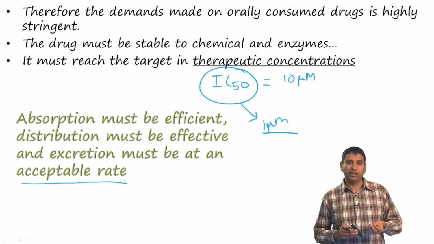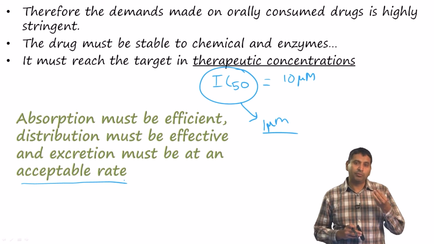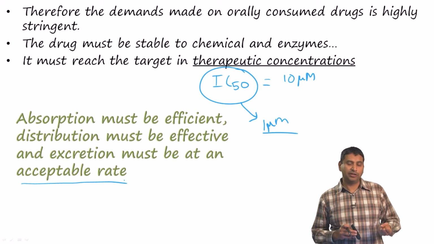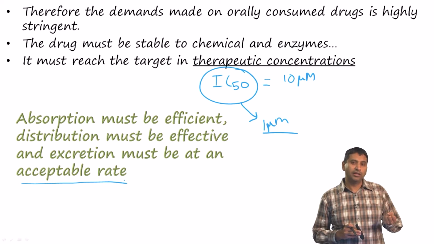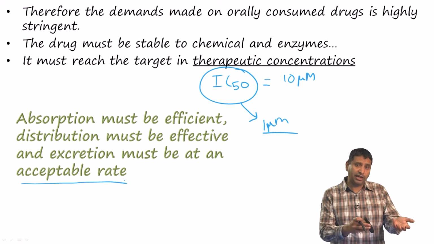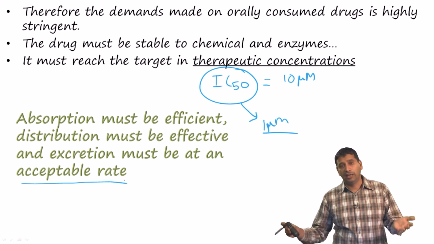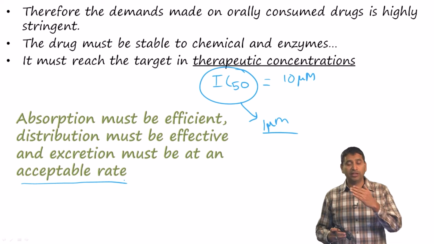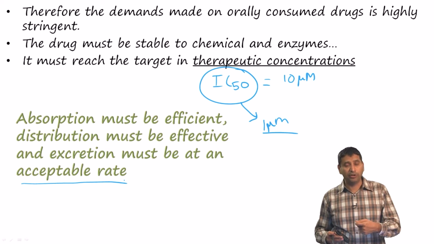So, we will look at that shortly, but the absorption must be efficient, right, which means that we should get a lot of the drug into the bloodstream, or it should get into the blood supply very well. The distribution must be effective, that means it should be distributed to the area of our interest rather than the entire body, because sometimes the drug need not be spread across the body, because it has to reach the target at therapeutic concentration.